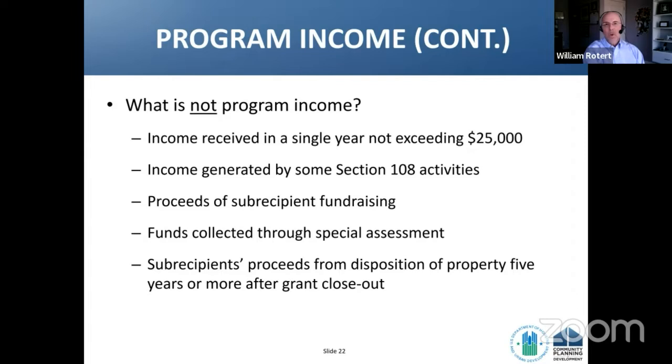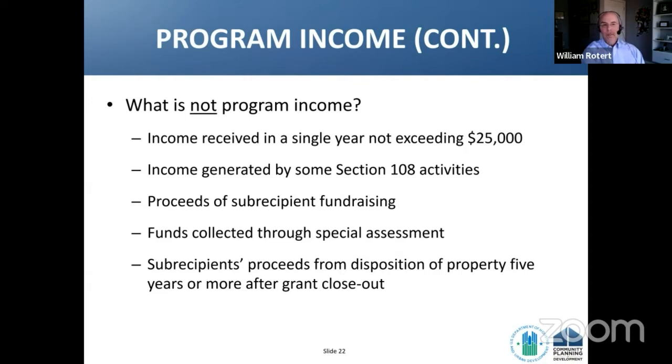So let's talk about what is not program income. And here's where I think some of the confusion comes. First of all, any amount in a single year that does not exceed $25,000. In other words, a very small amount. If your total program income for a given year is less than $25,000, it's not considered program income. It'll be treated as something we'll talk about in a minute called miscellaneous revenue.